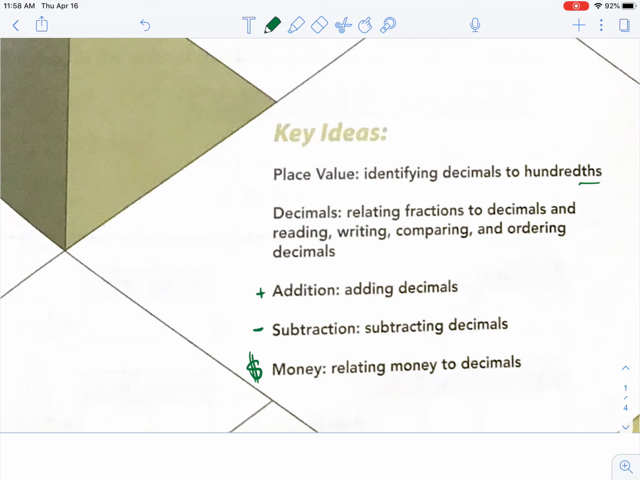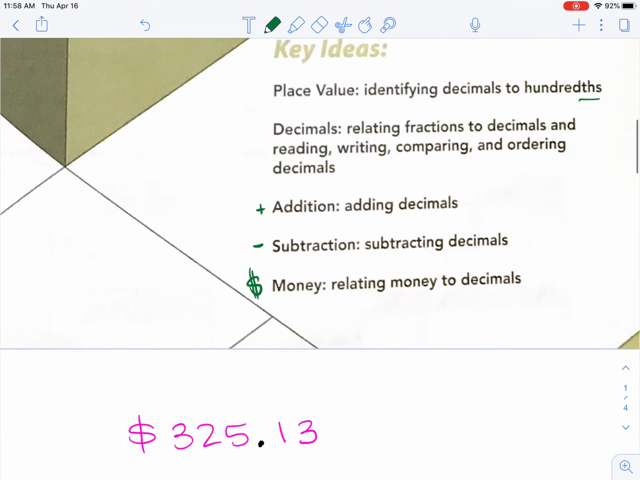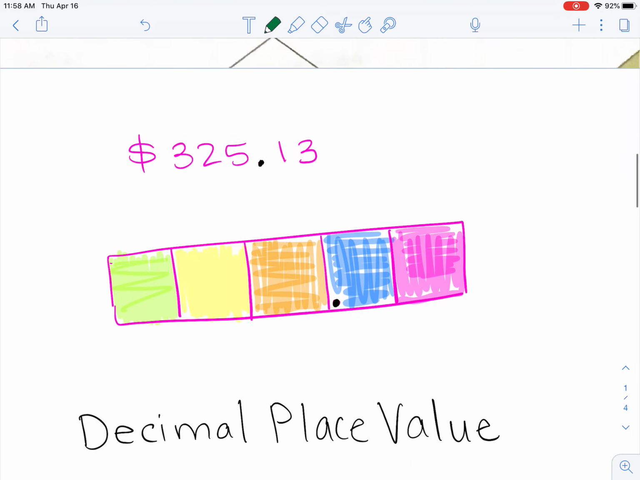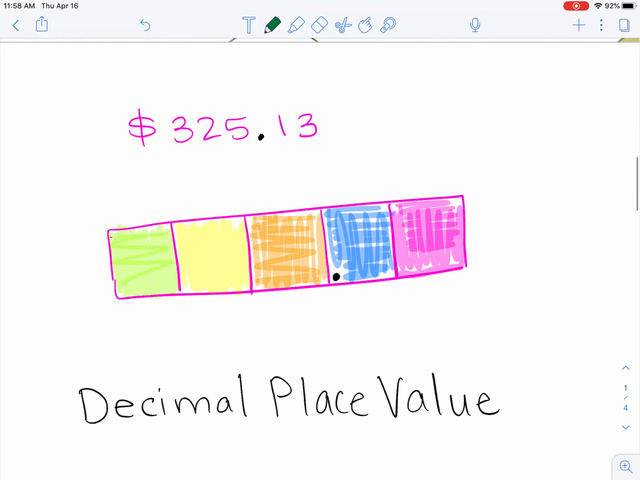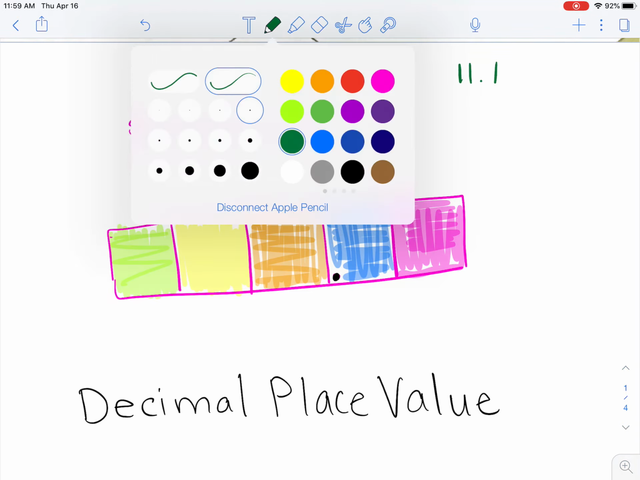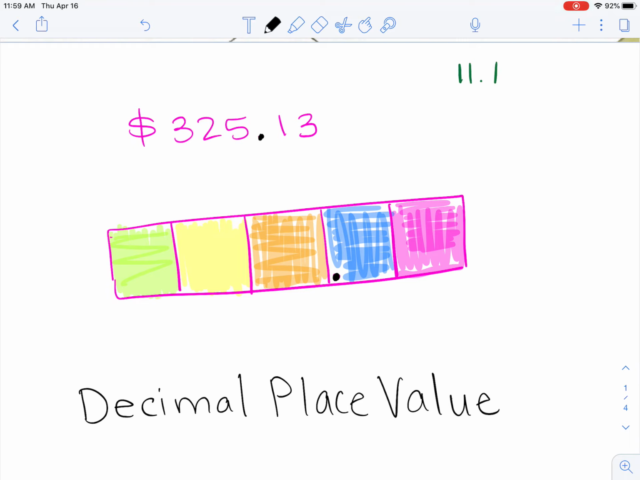And boys and girls, you have probably done more of this than you realize because of how money works. You have already done decimals to the hundredths and not even realized it. So let's look at an example. Before we turn to page 307, this is lesson 11.1, we are going to look at the decimals of money.